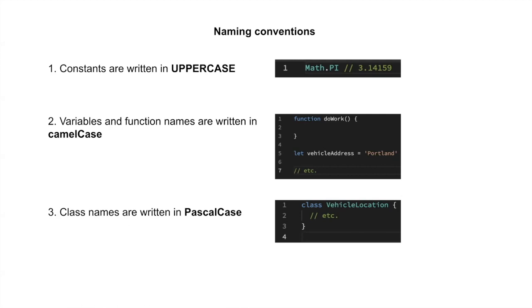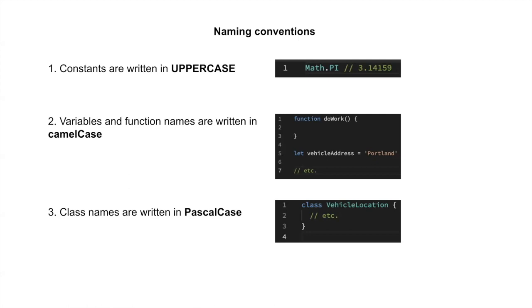And also a convention, not only in JavaScript but in a lot of languages, is that your class name is written in Pascal case. Pascal case is basically the same as camel case, with the very first letter also in uppercase. So that's the only difference between them.